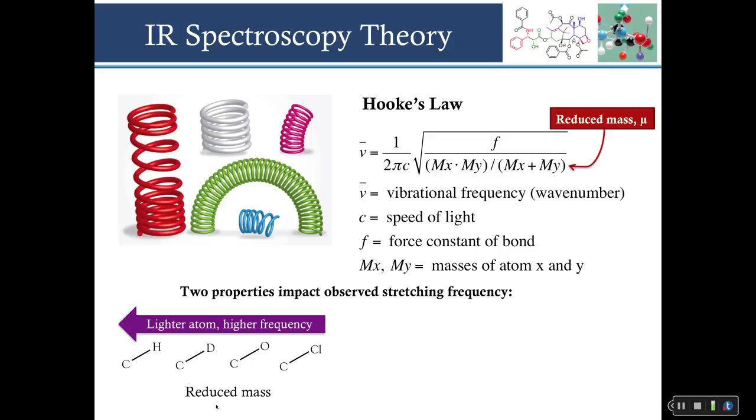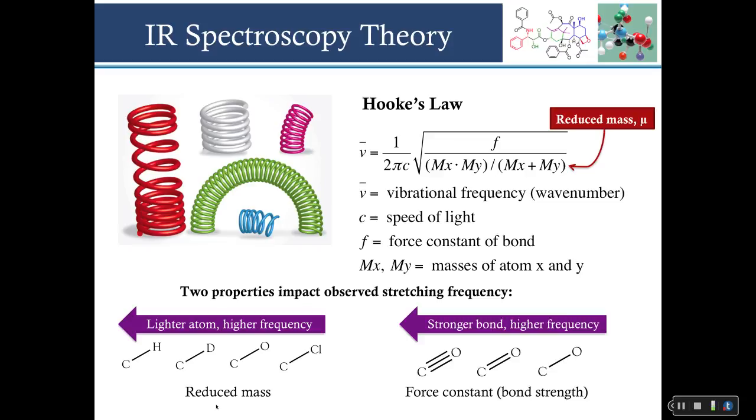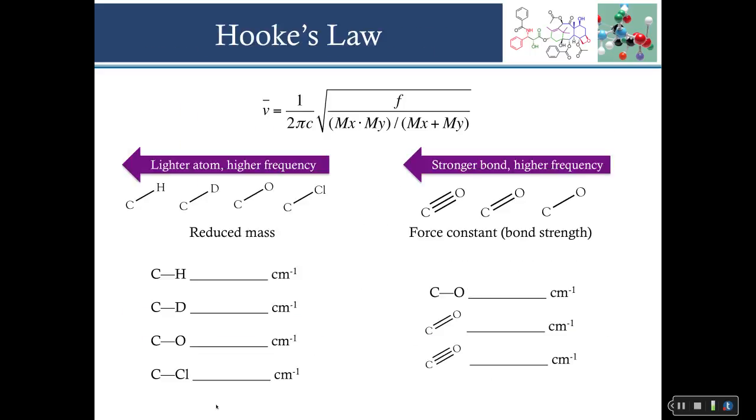One is the mass of the things at the end of the spring. Hydrogen, deuterium, oxygen, chlorine all have different masses, and so you're going to observe different frequency for those things. So the mass at the end of the spring, and the other one is going to be the strength of the bond, or think of it as the strength of a spring, leading to differences in observed frequency. So let's take a look at this in practice.